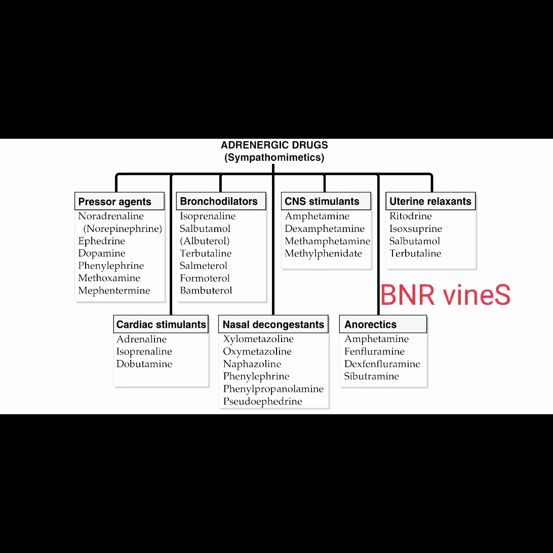The broad classification talks about pressor agents, where the blood vessels are contracted, at the same time your heart is thumping, at the same time you're breathing in as much air as possible, and then the nasal block was really cleared out, and your brain was literally stimulated like hell. And that would talk about CNS stimulants, and then you have anorectics, and then you have uterine relaxants.